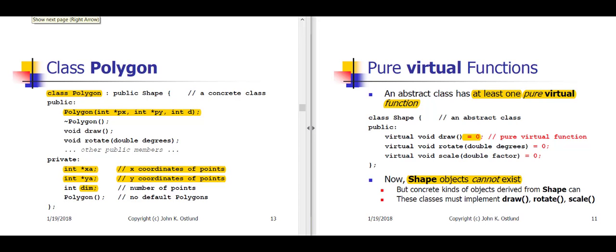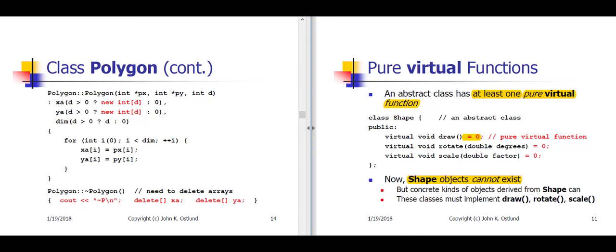The implementations of these polygon functions are shown here on slide 14. We're not showing draw and rotate, but here are the constructor and the destructor. In the constructor, we're first examining the value of the dimension d to make sure that that's a positive number. We can't have a polygon of 0 or fewer points. So, for the array of x coordinates, if d is greater than 0, we're going to allocate a new int array of size d. Otherwise, we'll set xa to 0, that is the null pointer.